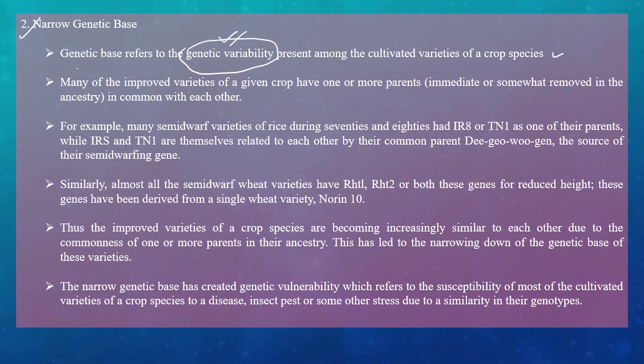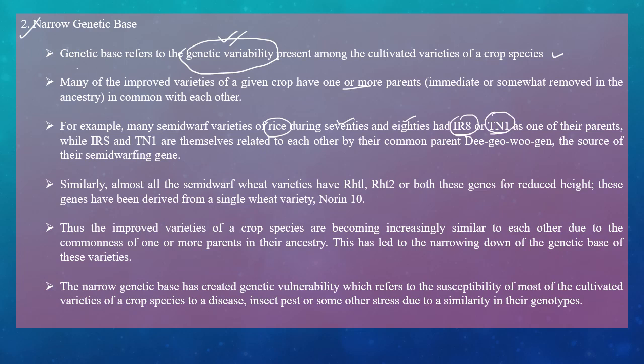Many of the improved varieties of a given crop have one or more parents in common. That means हम देख सकते हैं कि बहुत ऐसे variety होगी जिसका parent same रहेगा. Okay, so for example, in case of rice, we can see that in the 70s and 80s, IR8 and TN1 were very much predominant and promising varieties in those days.